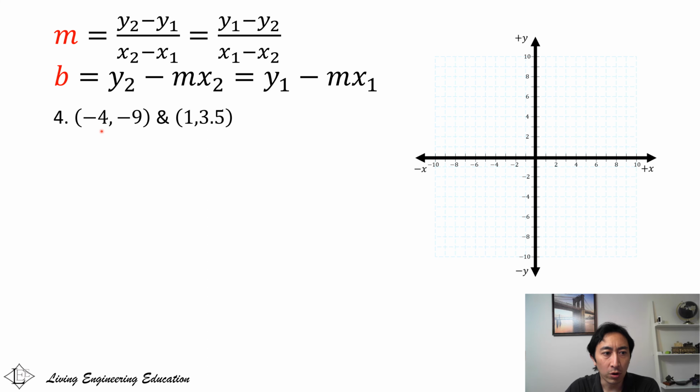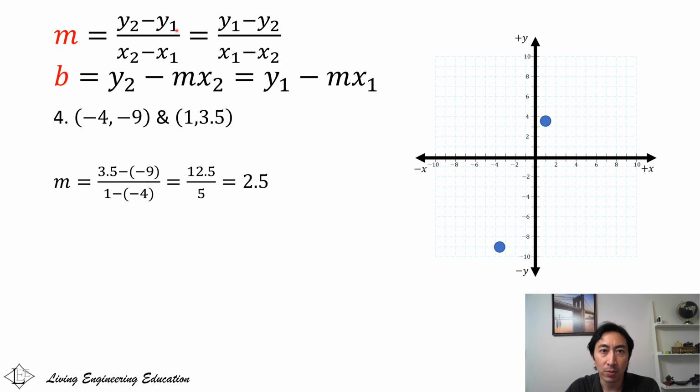So for problem 4, we have negative 4, negative 9, and 1, 3.5. All right? So we'll repeat the same process. Feel free to pause the video if you feel like you're getting the hang of it and want to solve this one on your own.